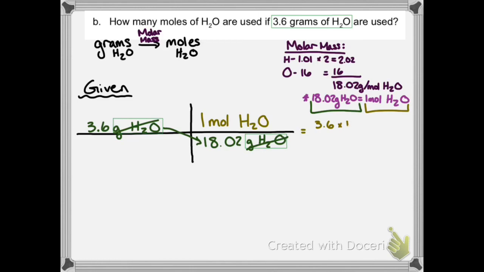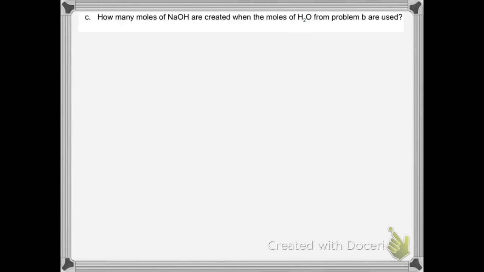Now we set it equal to itself, and we multiply 3.6 times 1, and we divide it by our 18.02, and we get our 0.20, and let's look at those units. Perfect, the units are the moles of H2O, so we're going to put those in as our units here. And now we can continue to part C. Now for part C, it says how many moles of NaOH are created when the moles of H2O from problem B are used. So we're using those moles from part B to figure out our next step.